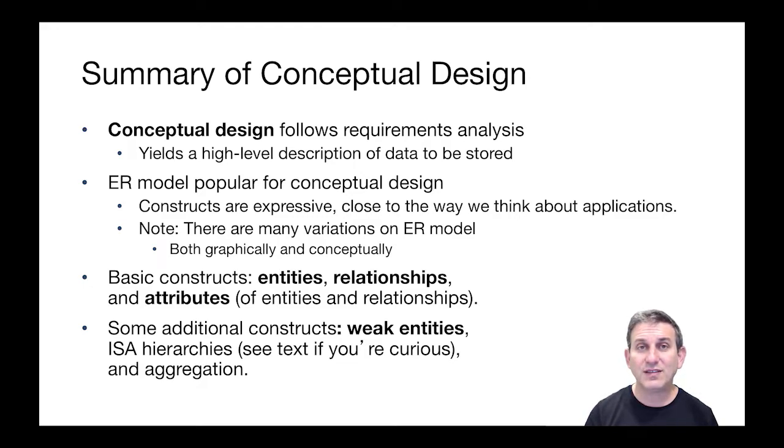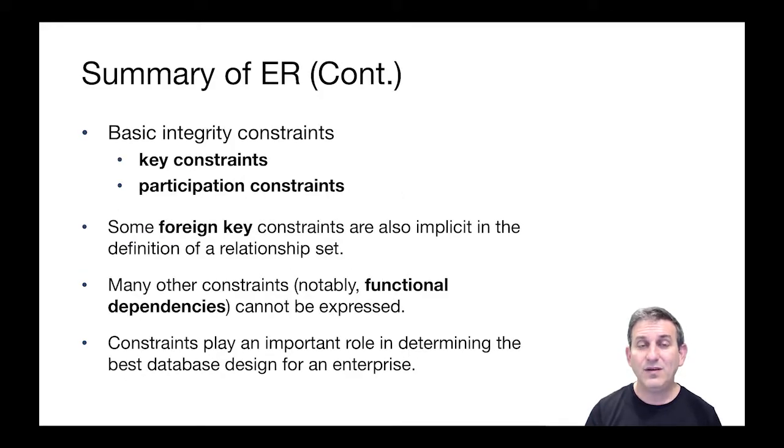There are some additional constructs even in traditional ER modeling. We've seen weak entities, but there are other things we haven't seen, like ISA hierarchies, that you might want to read about if you're curious. Some of that's covered in the text. And then we looked at some integrity constraints. Particularly, we looked at key constraints, which are represented by arrows, and participation constraints, which are represented by bold lines. Some foreign key constraints are also implicit in the definition of a relationship set, as we saw when we mapped things down to the relational tables.